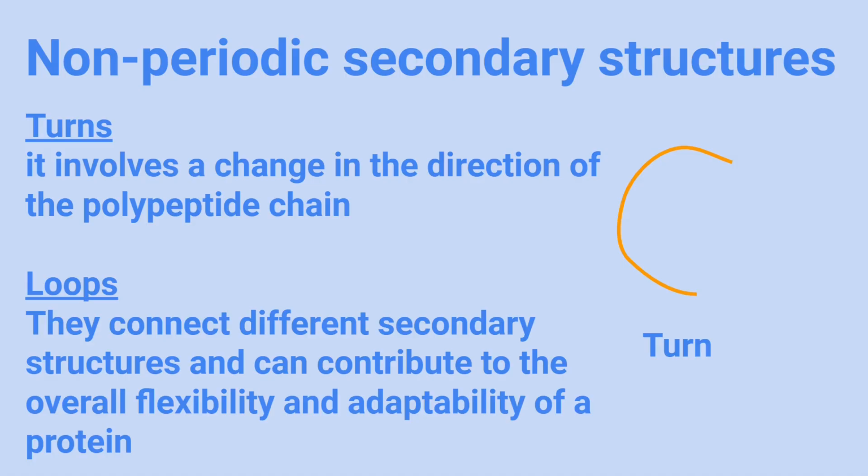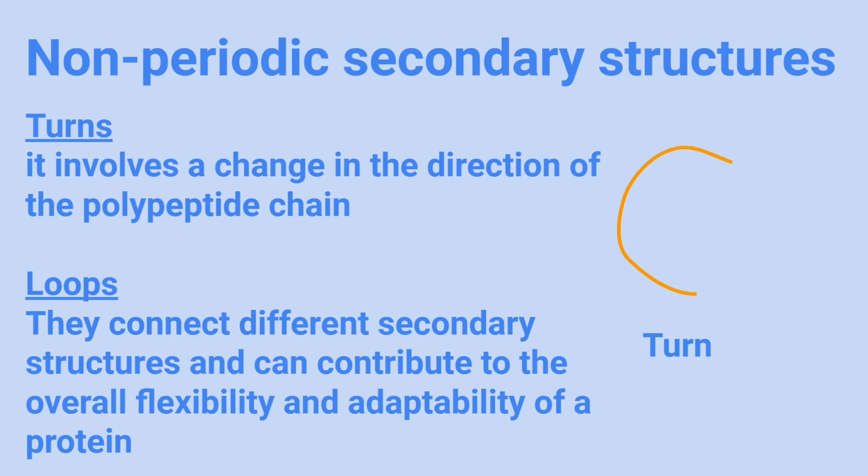Turns play a significant role in protein folding, stability, and functionality. The most common types of turns include beta turns type 1 and 2. Type 1 beta turns involve a 180-degree turn in the polypeptide chain and are characterized by a hydrogen bond between the first and fourth amino acids in the turn. Type 2 beta turns also have a 180-degree turn but form a hydrogen bond between the second and the fifth amino acids.